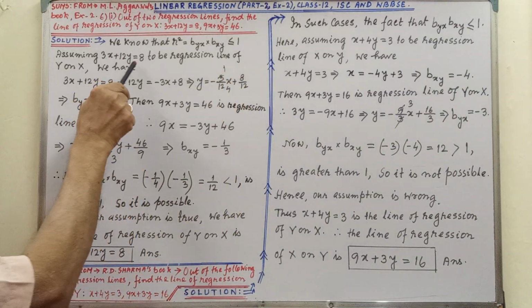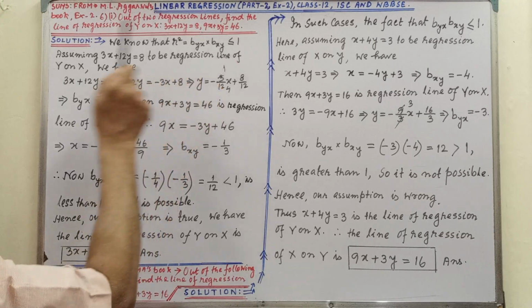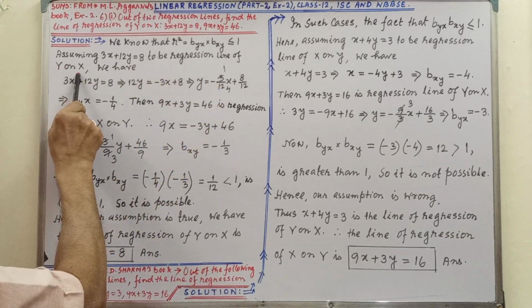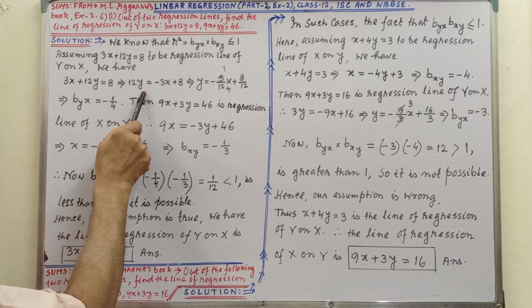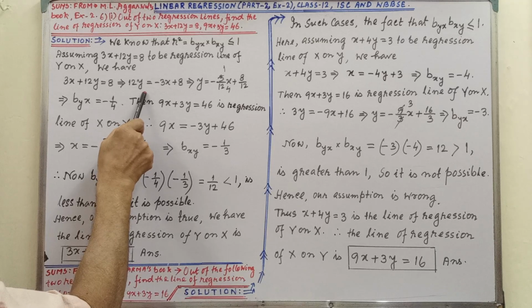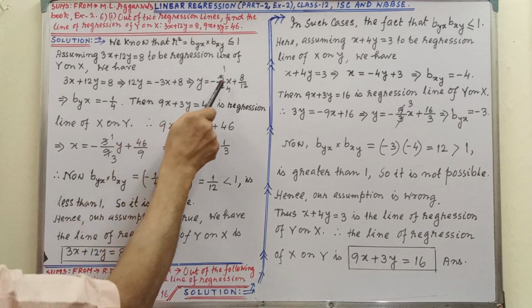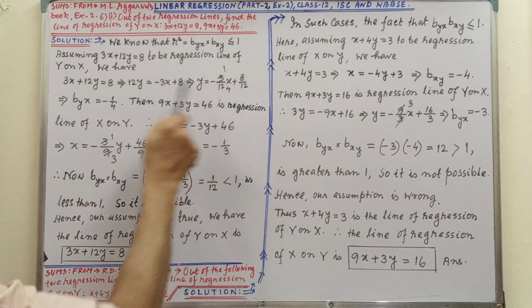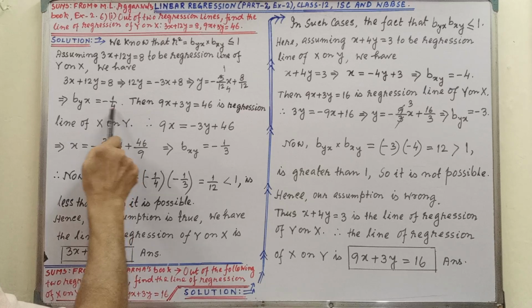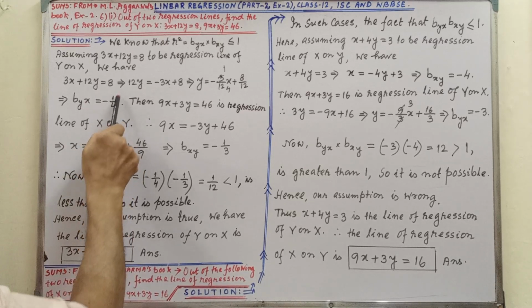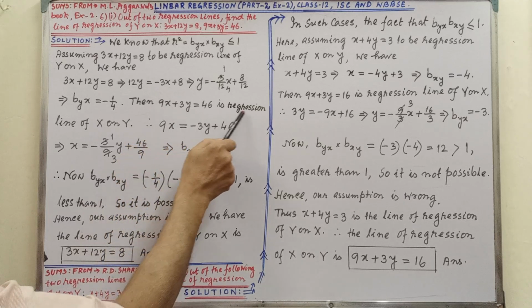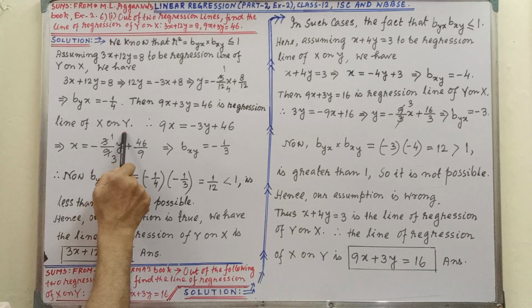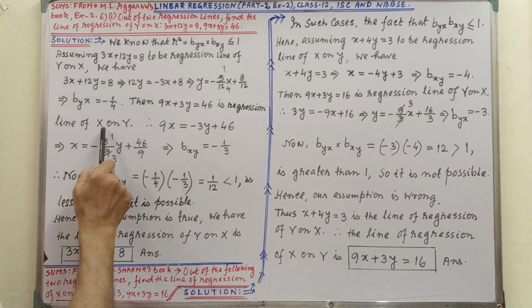Assuming 3x plus 12y equal to 8 to be the regression line of y on x, this is the line given, and we have to find out the slope. For this we have to convert into gradient form, y equal to mx plus c, where in place of m we are getting -1/4. This is why byx equal to -1/4. Then 9x plus 3y equal to 46 is the regression line of x on y. This is y on x, this is x on y.